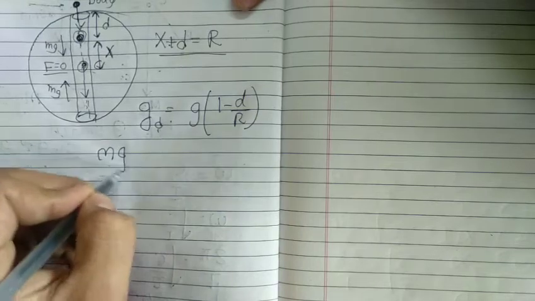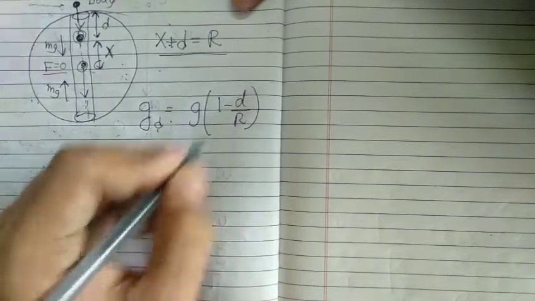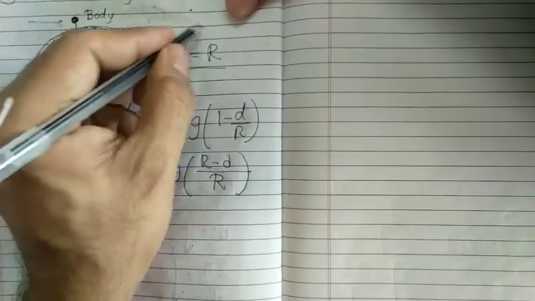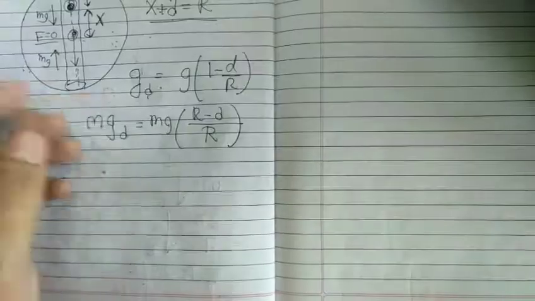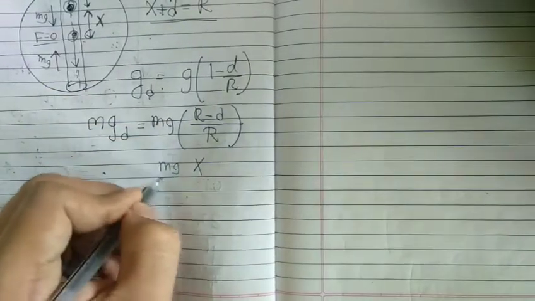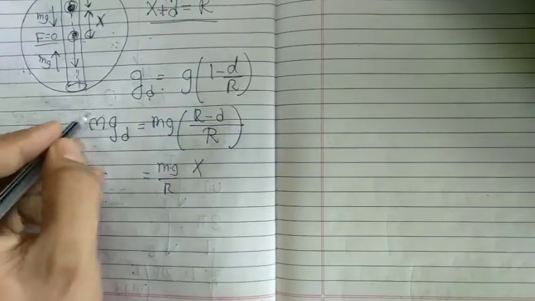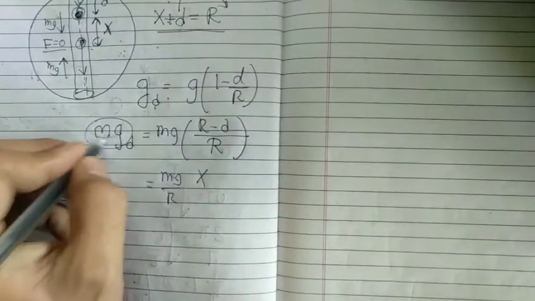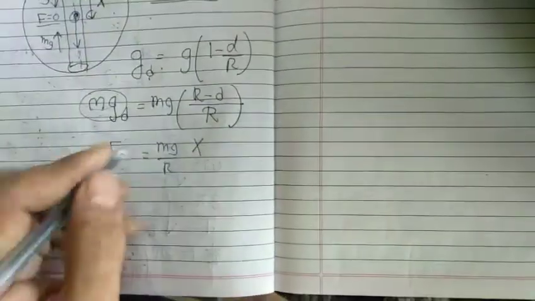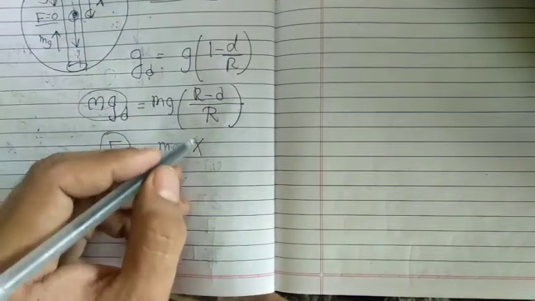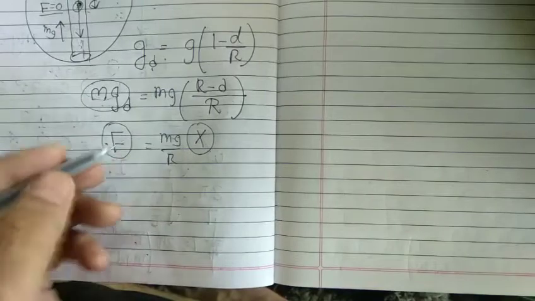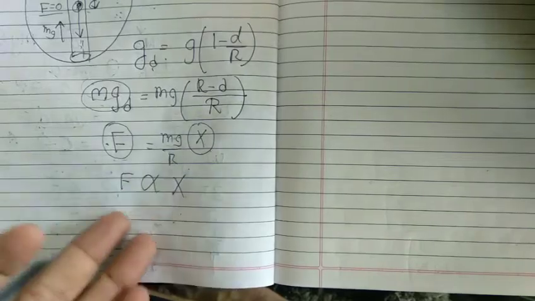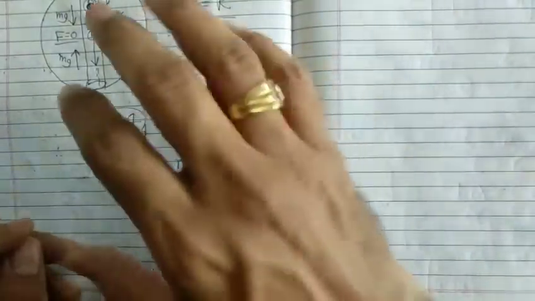Small m is the mass of this body. Now what is R minus d? As you can see, R minus d is equal to x. So it's x mg divided by R, which is equal to this force mg, acting on this particle at the depth d. This is the restoring force pulling it towards the center. You can see that this force acting on the body is directly proportional to x. Mg upon R is a constant. So this is a clear case of linear SHM, and this way we can prove that it is SHM.